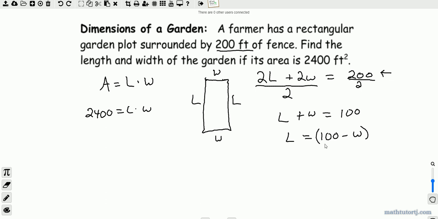Well, I can certainly replace this L with that L rather. So 2,400 equals 100 minus W. I'm going to keep that in the parentheses because this entire expression is for L times W. Well, a little algebra here. 2,400 equals 100W minus W squared. Well, that certainly looks more like a quadratic.